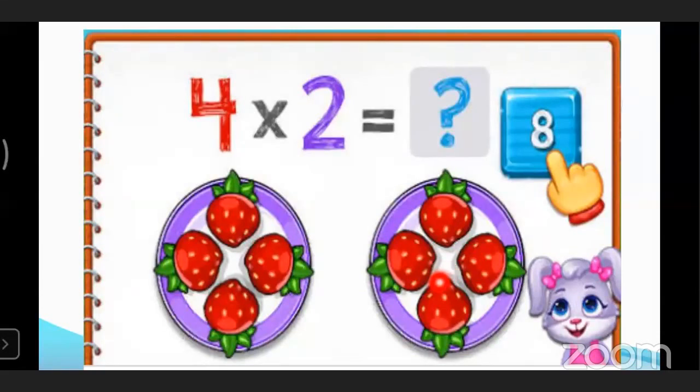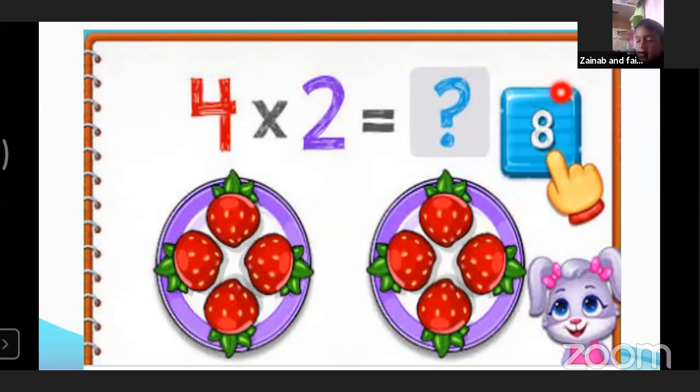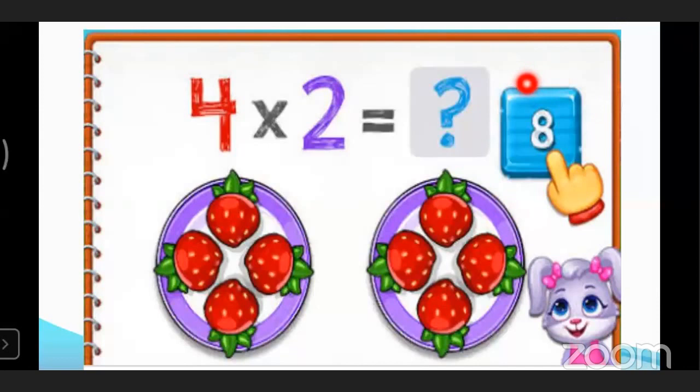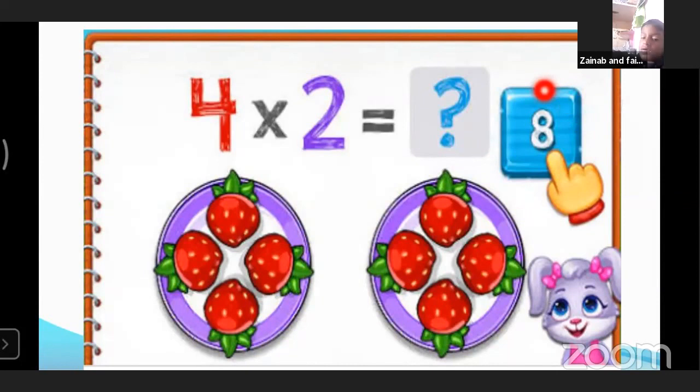What will be the answer of this? 4 multiplied by 2? 8. 8, right? Just now I told you multiplication is a repeated addition. Here you can understand. We will add this one plate and this second plate, right? 4 plus 4, 8. So 4 multiplied by 2 is equal to what is the answer? 8, right? Very good.